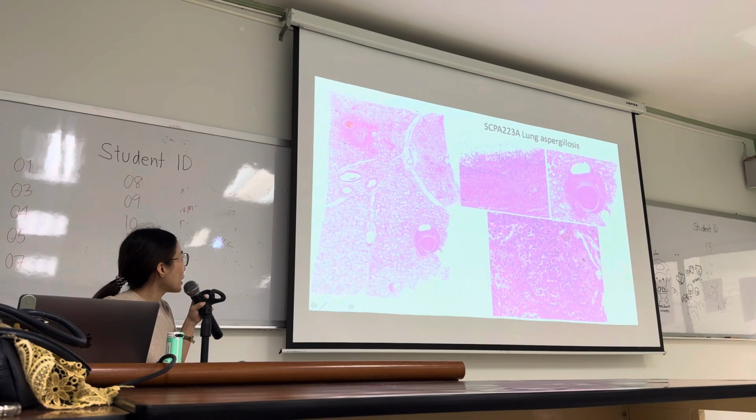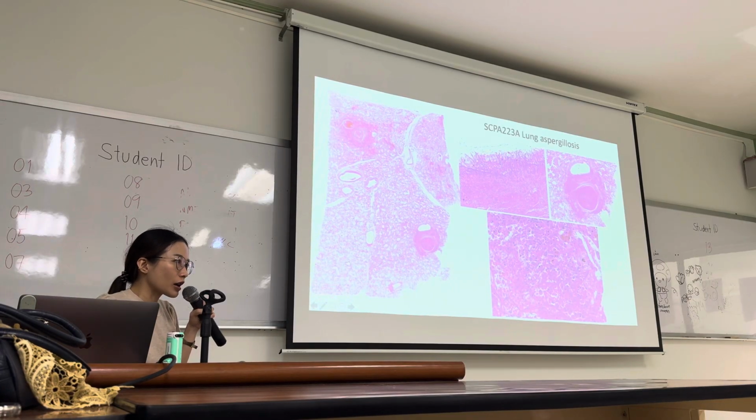You might have something abnormal here, so you have to look closely. Zoom in, so then you can see what actually happens here. But here, can you see the filamentous fungi growing? The filamentous fungi growing here. Actually, in this area as well, but it's not really obvious as this one is H&E staining.